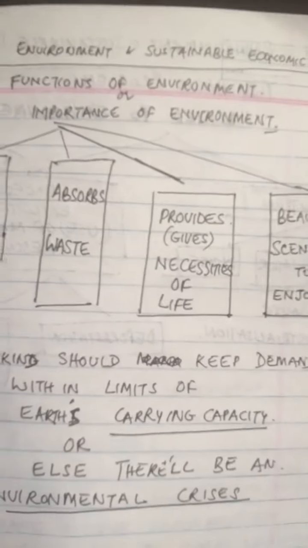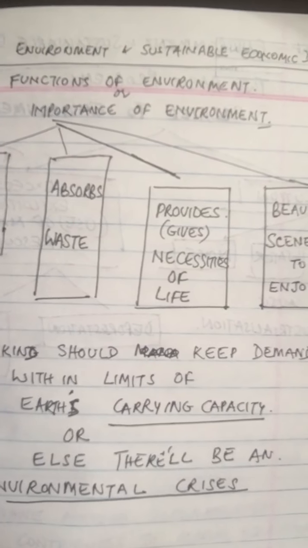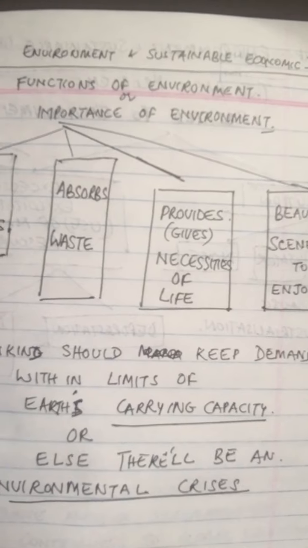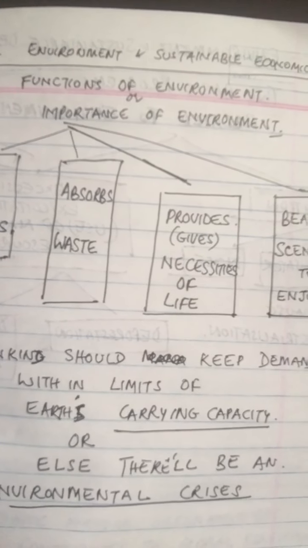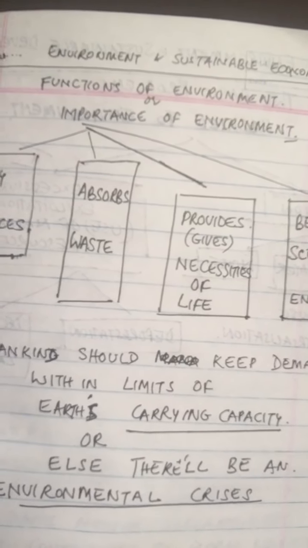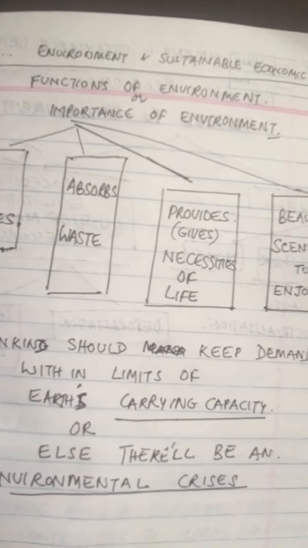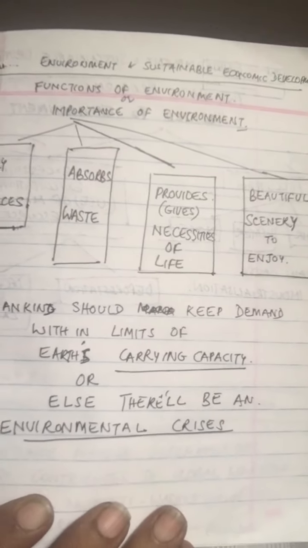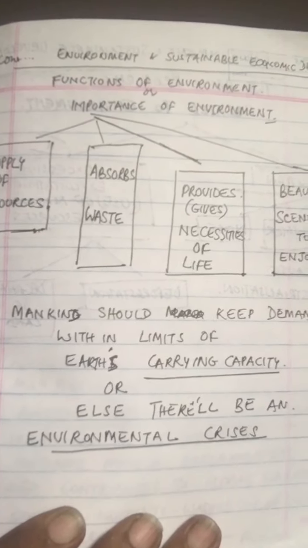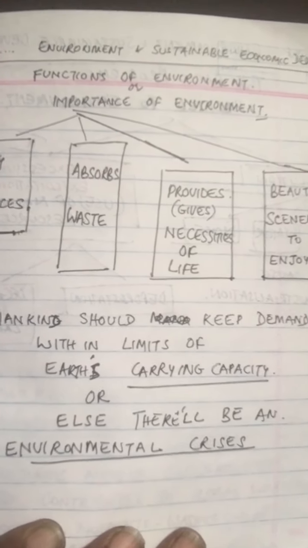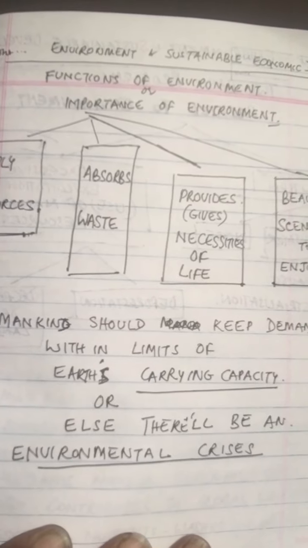So if there is an imbalance in the carrying capacity, then an environment crisis takes place, and it leads even to extinction of some species. So that is very interesting. So these are the functions, or this is the importance of environment. So you can get a question as, why is environment so important to humankind? And this is how you can answer.